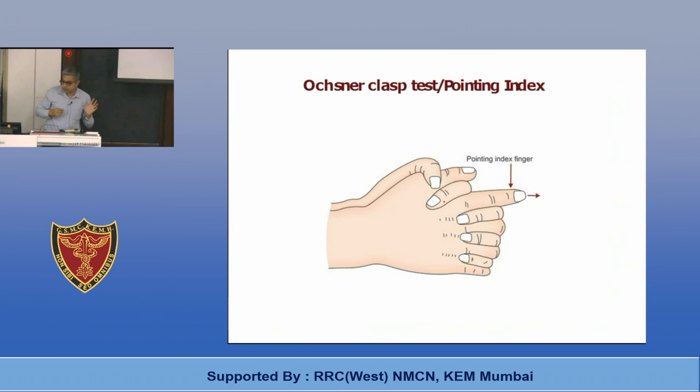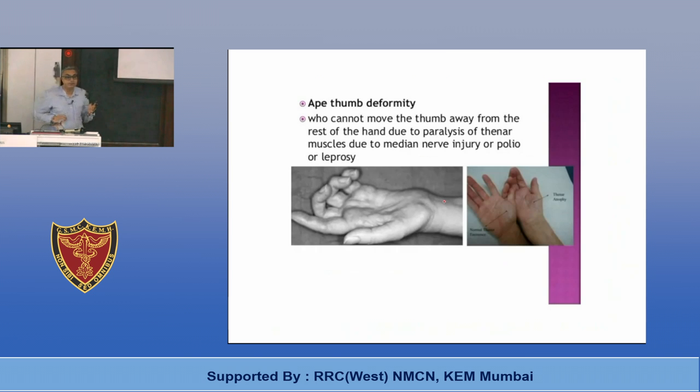What are the thenar group of muscles? Tell me the names. So, abductor pollicis brevis, opponens pollicis, flexor pollicis brevis. Because of this, the thenar muscles are atrophied if there is paralysis, and abductor pollicis brevis is paralyzed. The end of the ulnar nerve is present in the adductor pollicis, so out of all four thenar muscles, adductor pollicis is supplied by the ulnar nerve.